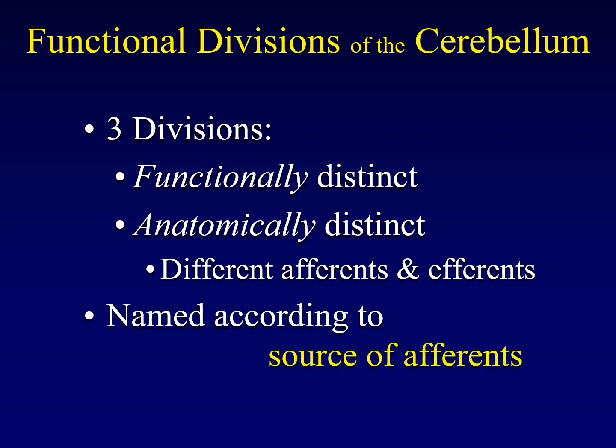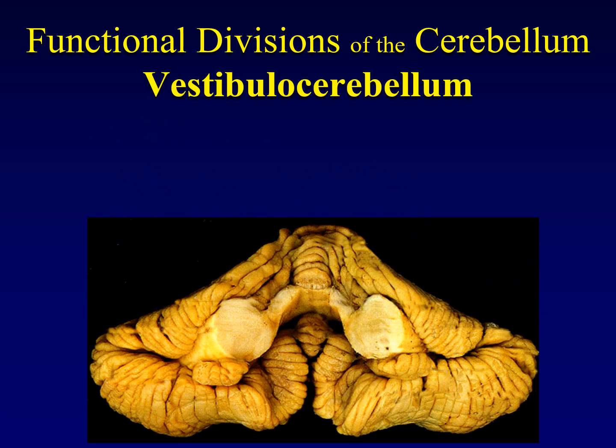We're going to name each of these functional divisions according to the source of the afferents. It turns out there are a couple of different systems for naming cerebellar divisions, and I'm going to stick to this one because it makes so much sense. We're going to start with what is called vestibulocerebellum, and already you know something about this based on its name. You know that it's going to get information from the vestibular system.